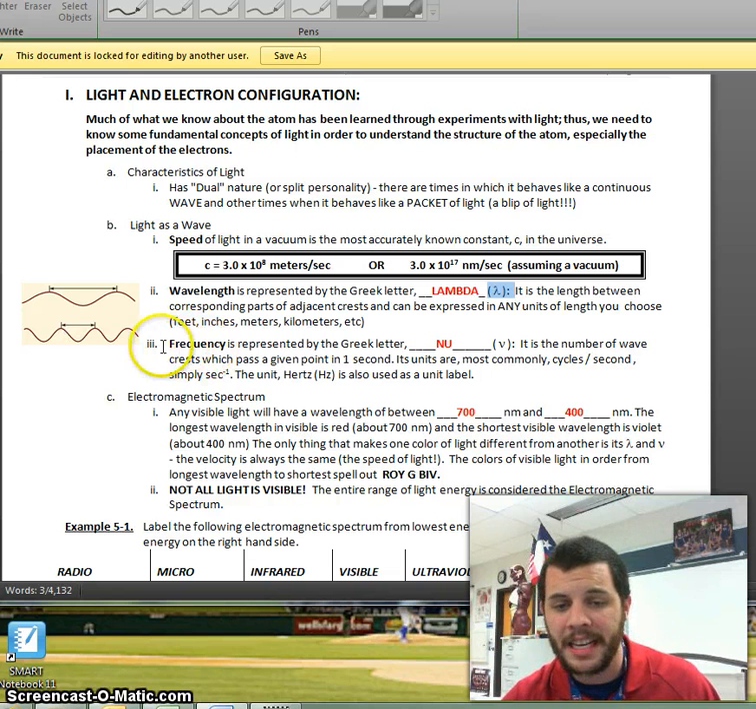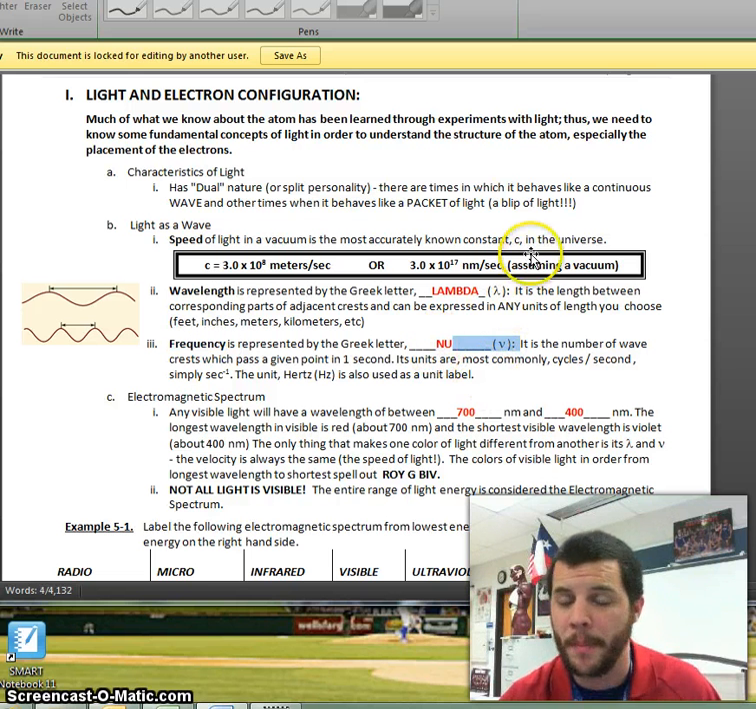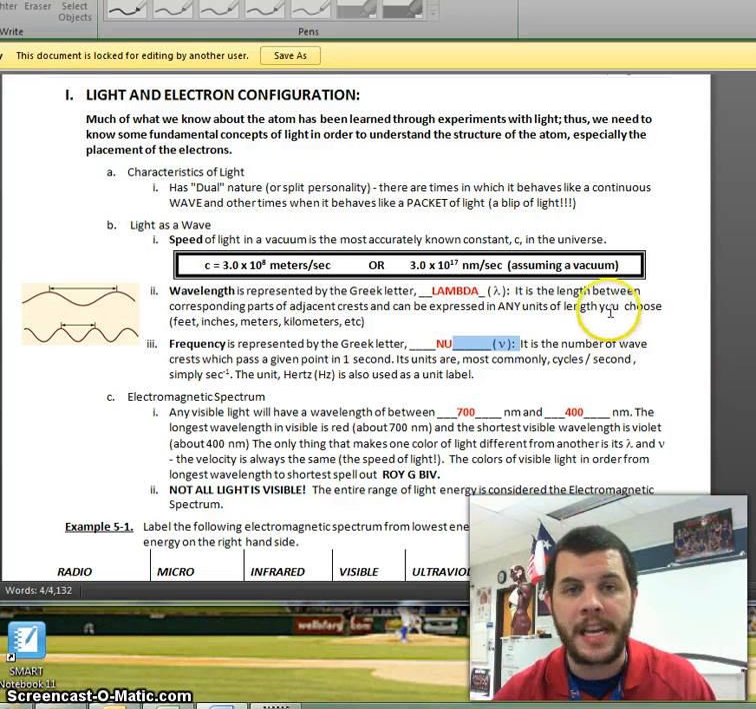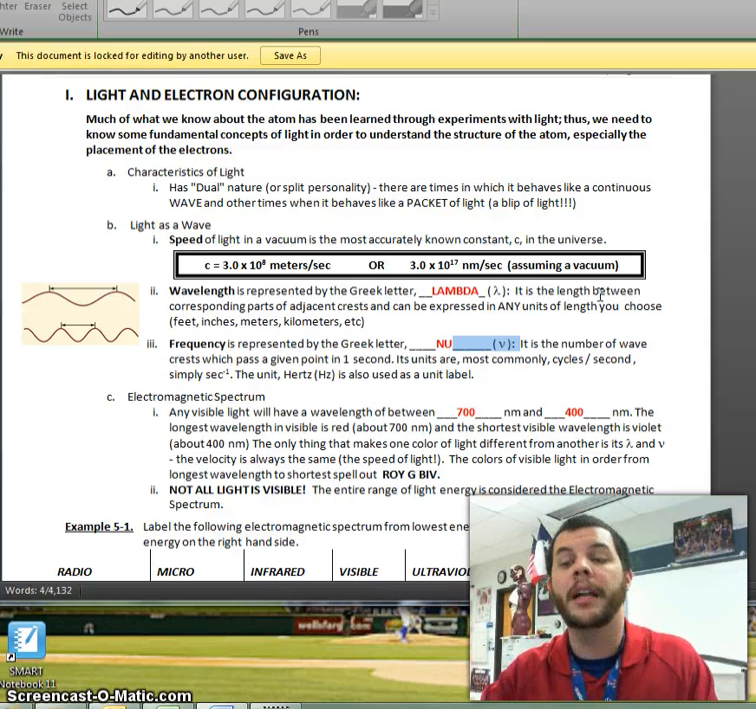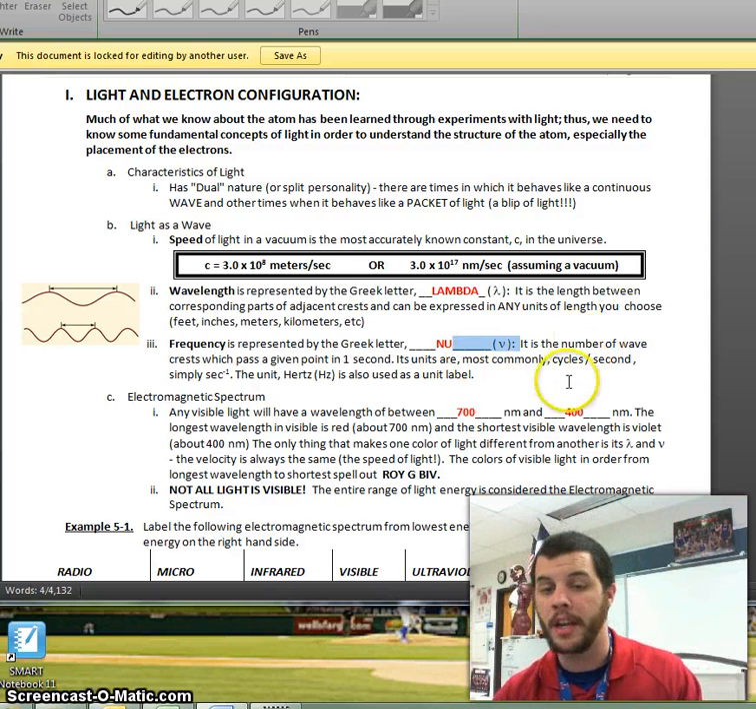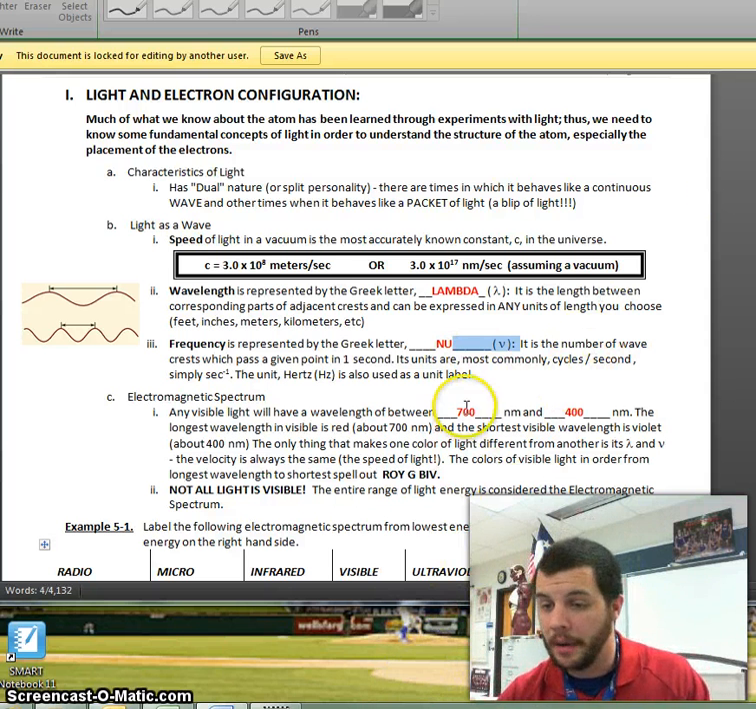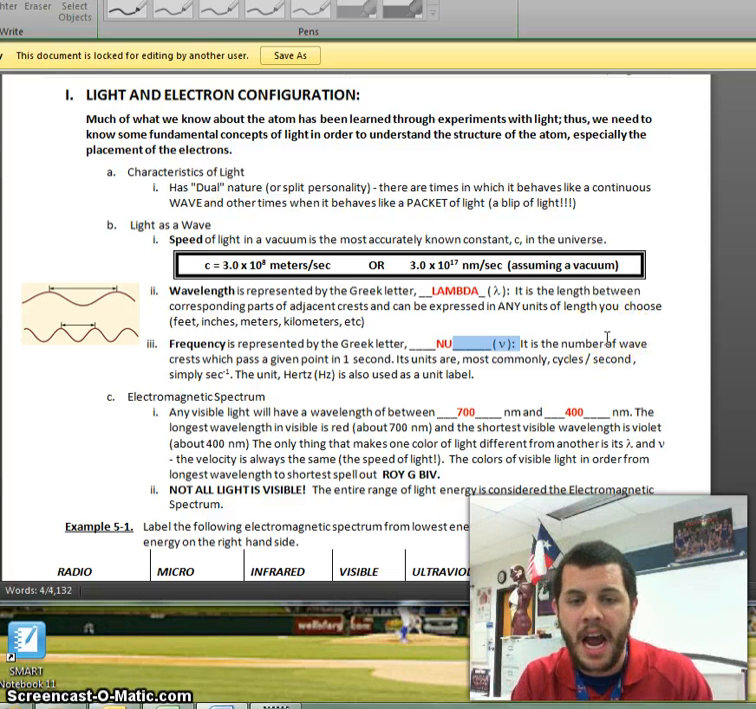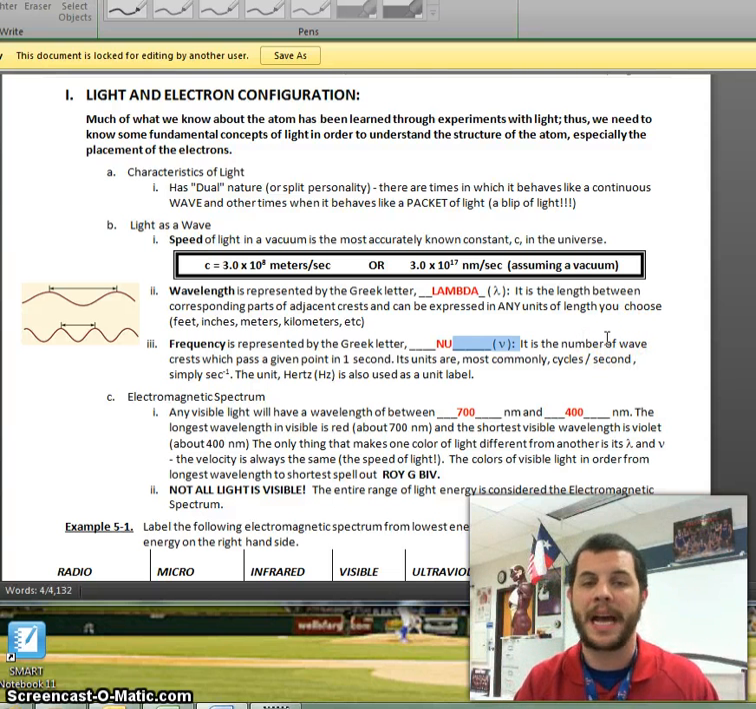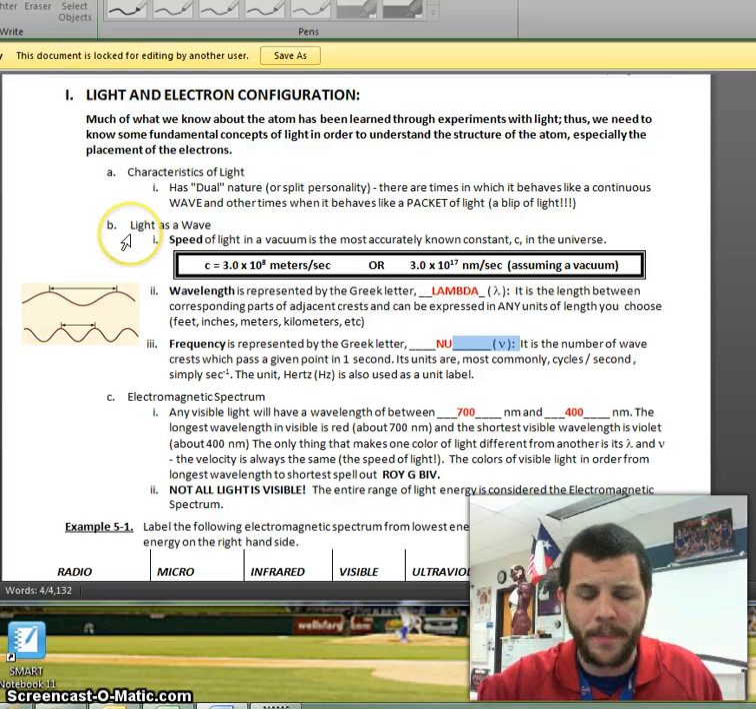And lastly, we have the frequency. It's represented by the Greek letter nu, which looks like a V. In fact, most of the time I'm going to be lazy and just call it V. To be most correct, it's a nu, but we can also call it V because it looks like a V. This is the number of times that a crest is going to pass a given point in 1 second, or really in any amount of time.